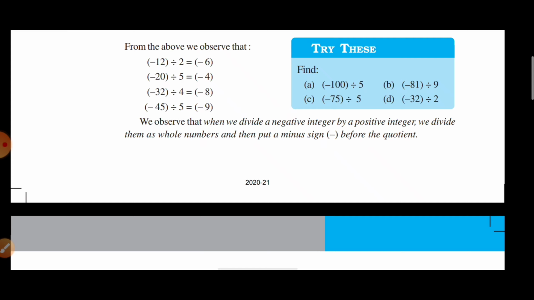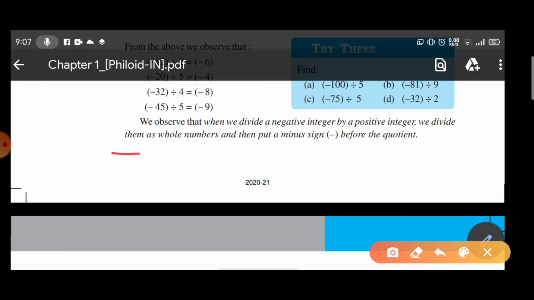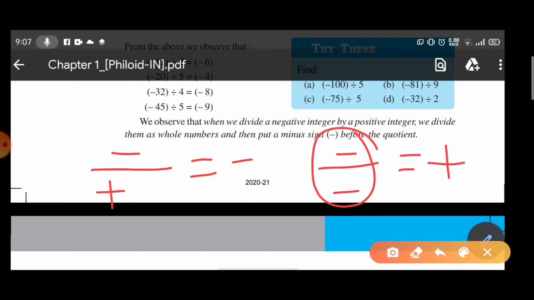In division as well, for example, if you have a negative value in the numerator and a positive value in the denominator, your answer will possess a negative sign. If you have negative signs in numerator and denominator, your answer will possess a positive sign. So here again, even number of minus signs, you get a positive answer. Odd number of minus signs, you will get the negative answer.